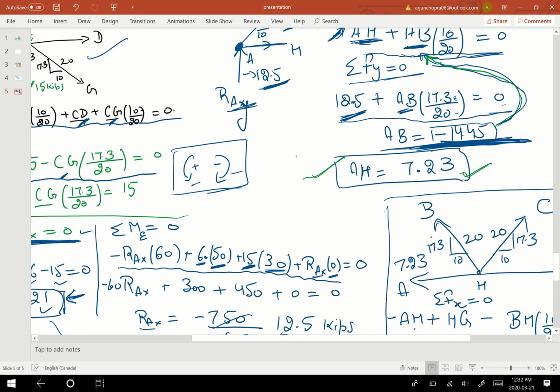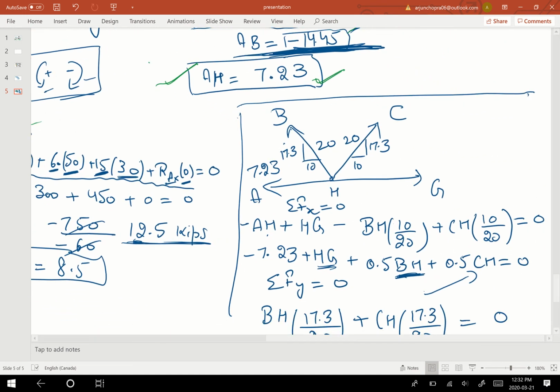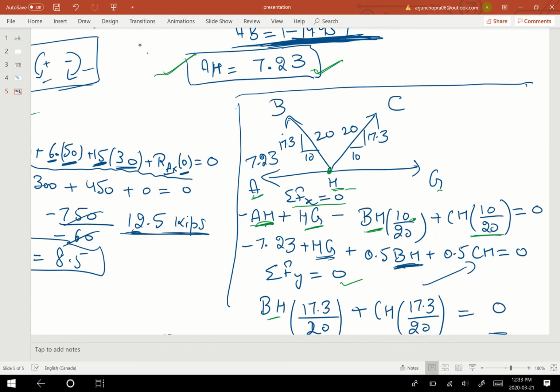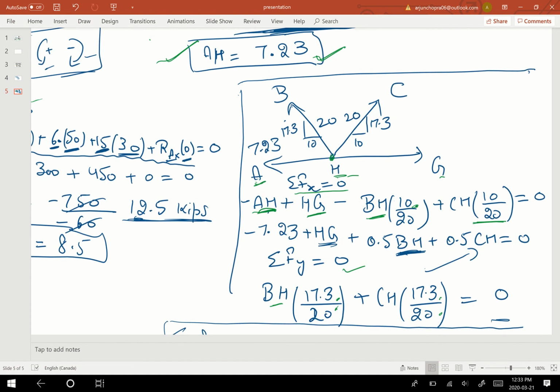Once I figured out the value of AH, I'm going to move further. I will draw a free body diagram about point H. Again, I will write down sigma Fx equal to 0. Anything towards the left-hand side is negative, AH negative, HG positive because it acts towards the right, BH is negative, and taking its slope, and then this is positive. And then sigma Fy. This will be BH times the vertical component, and then this is 17.3. I can't solve these equations because I know the value of AH, but I don't know these other values.